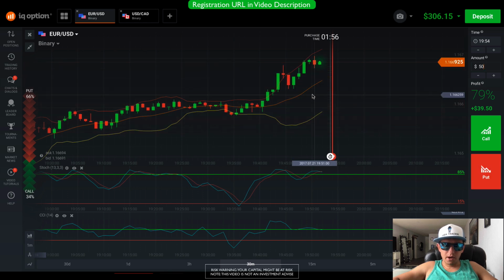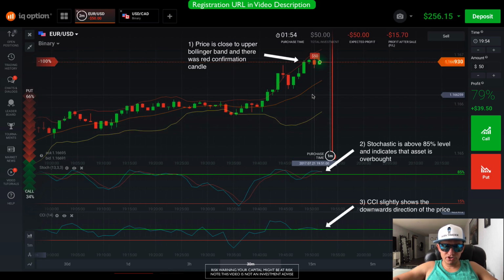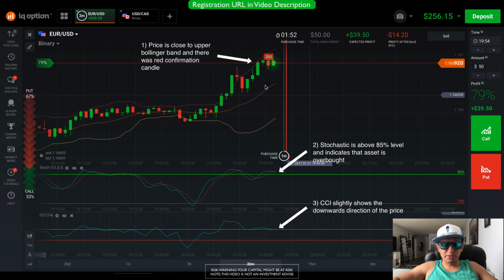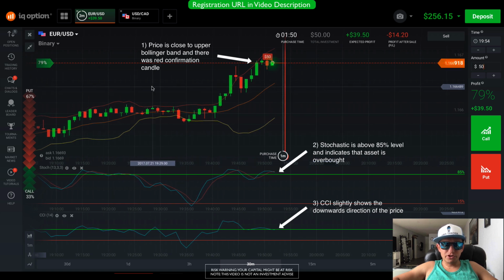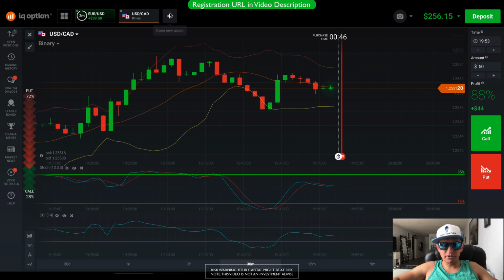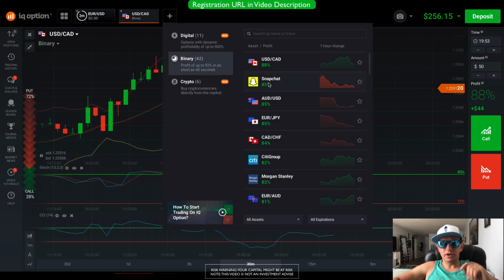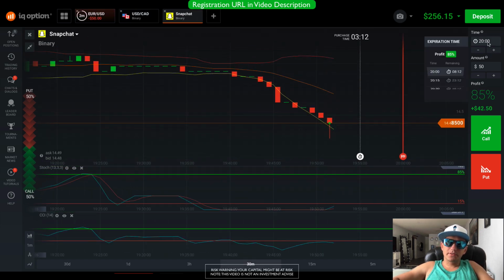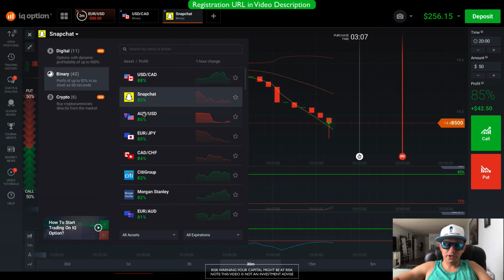Okay, so I'm gonna explain why I made the decision. Just check out the explanations. I had the confirmation from 3 indicators. The Bollinger Band was breached at the upper level, the stochastic was at the 85% level, and CCI was showing the downwards direction.